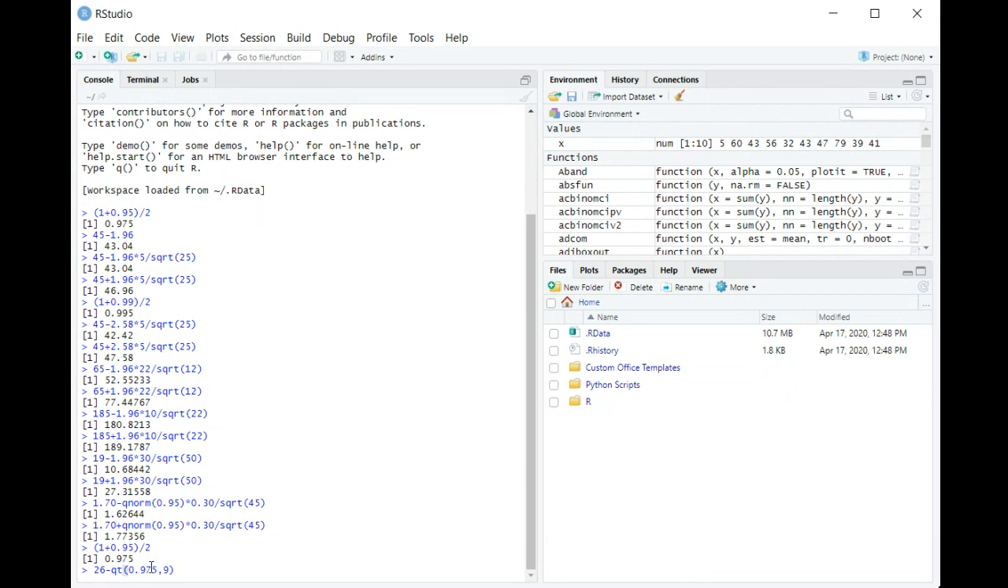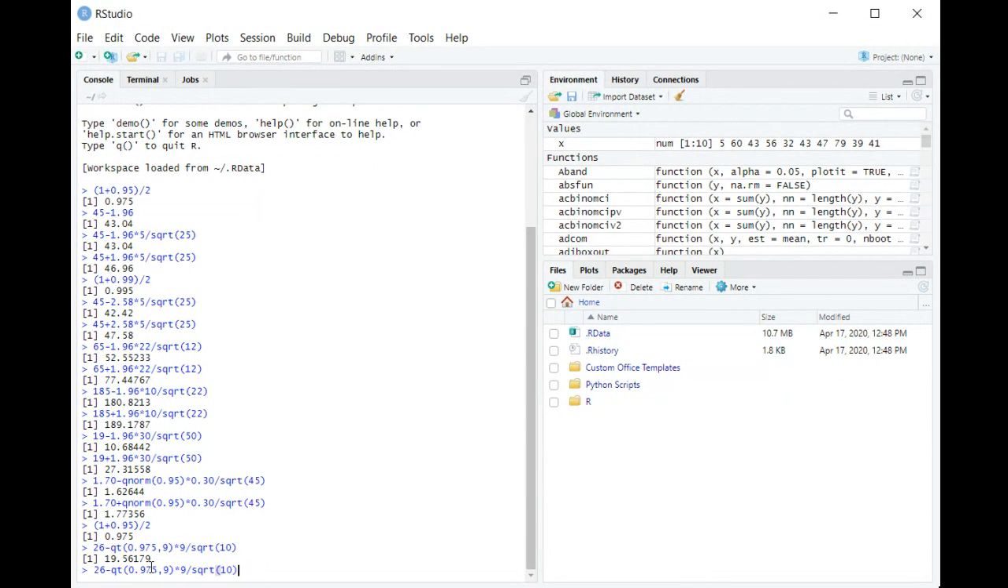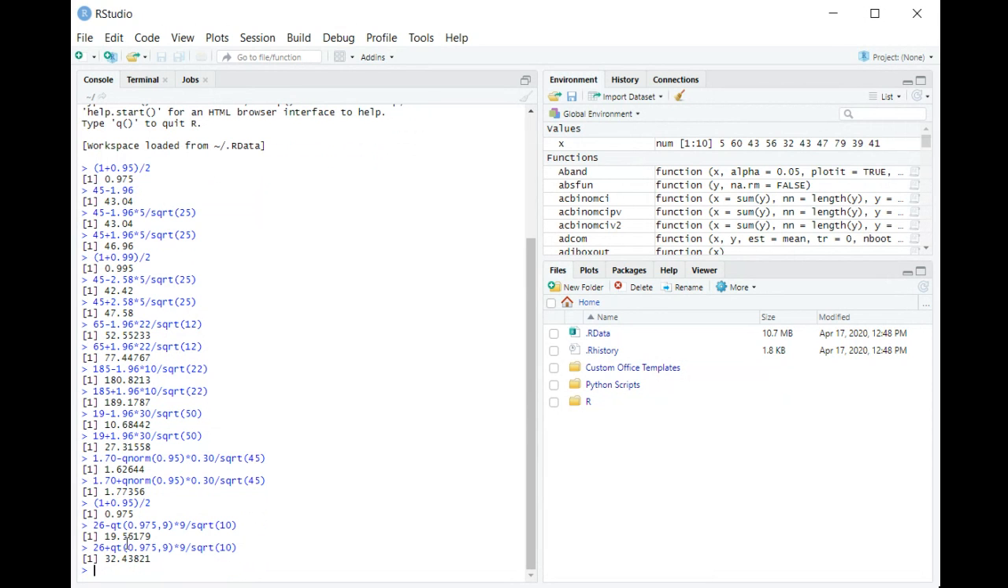9 times the standard deviation, which is 9 here. And then we're going to just do again the square root of the n, which in this case is 10. Okay, so I'm going to do the same thing, just up arrow. And I'm just going to switch this one to addition, enter, and you should get that 32.43.